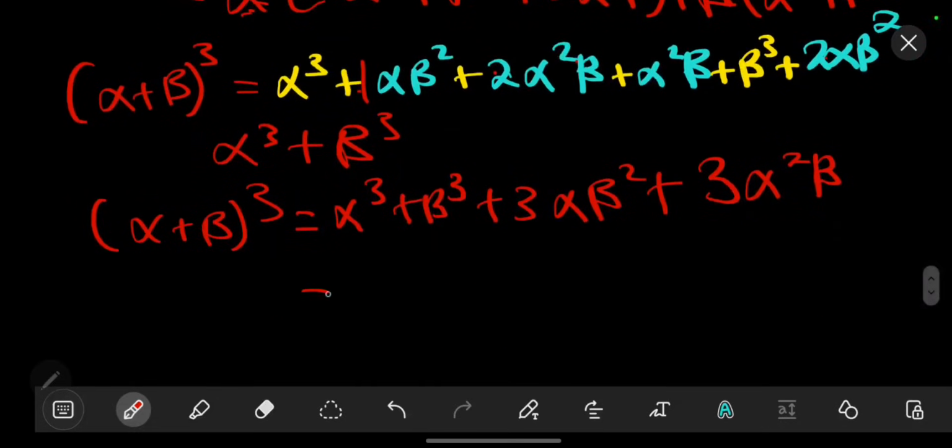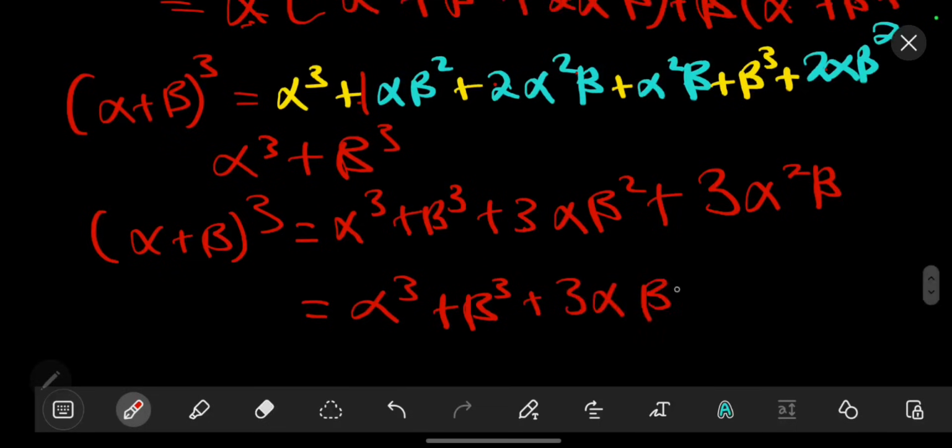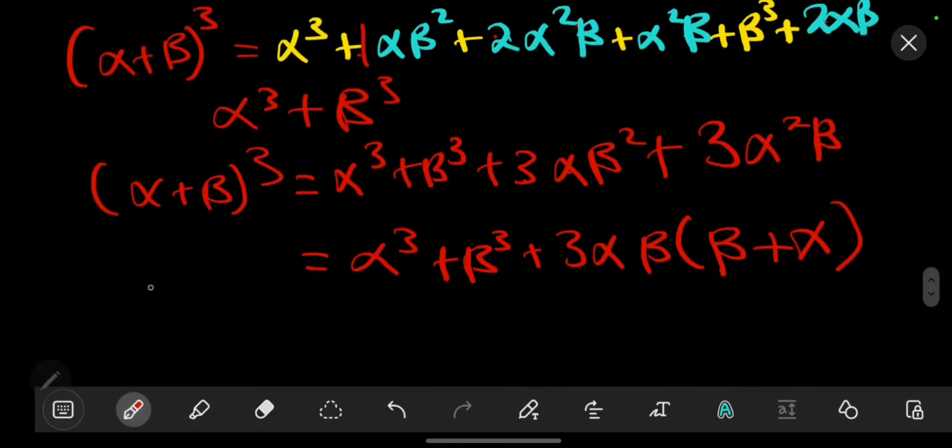So we have our alpha cubed plus our beta cubed. Then we can factorize. 3 is common, so we have plus our 3 alpha. Our beta is also common, alpha beta is common. Then what we are going to remain with is, here since it's beta squared, it will remain with beta. Then we are going to have plus, here, since the alpha is the one that is squared, it is the one that is going to remain, like that. Then we have our alpha plus our beta to the power of 3, like that.